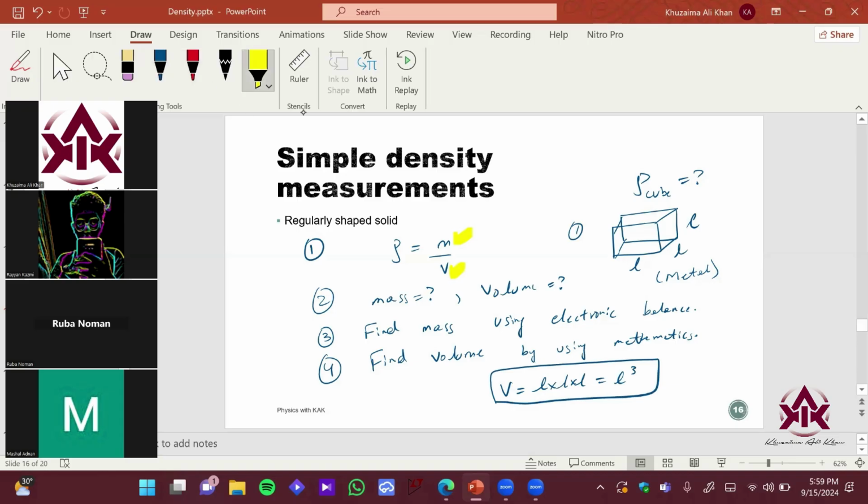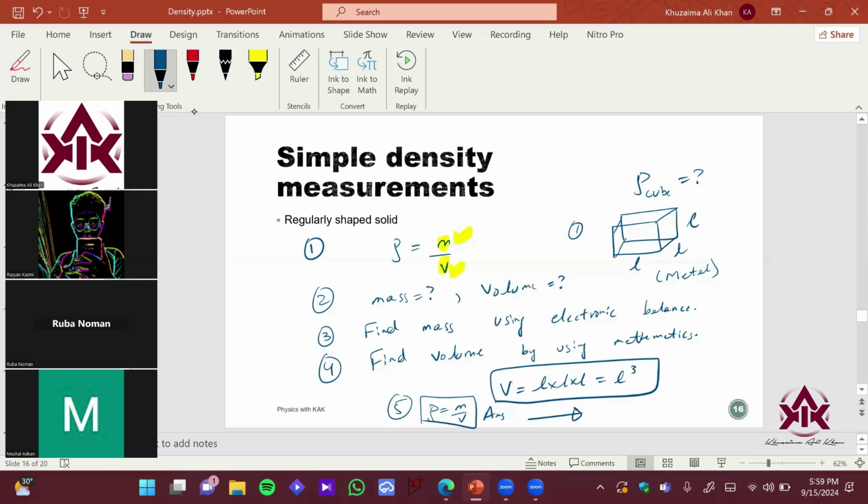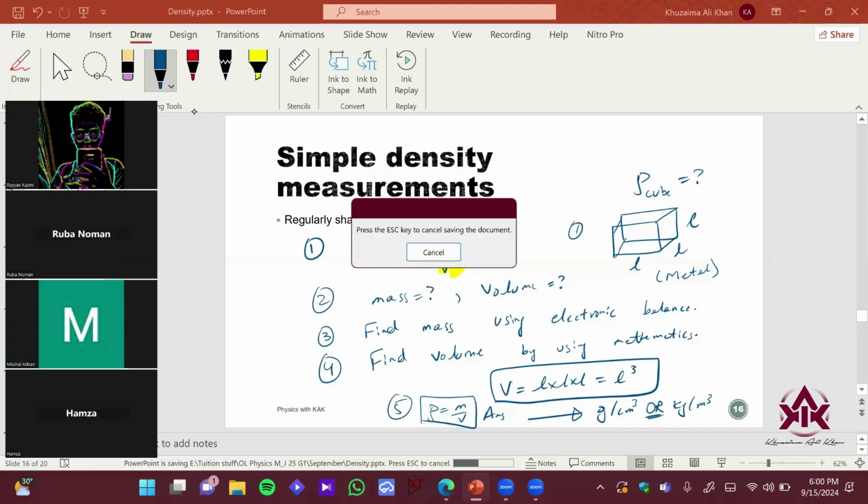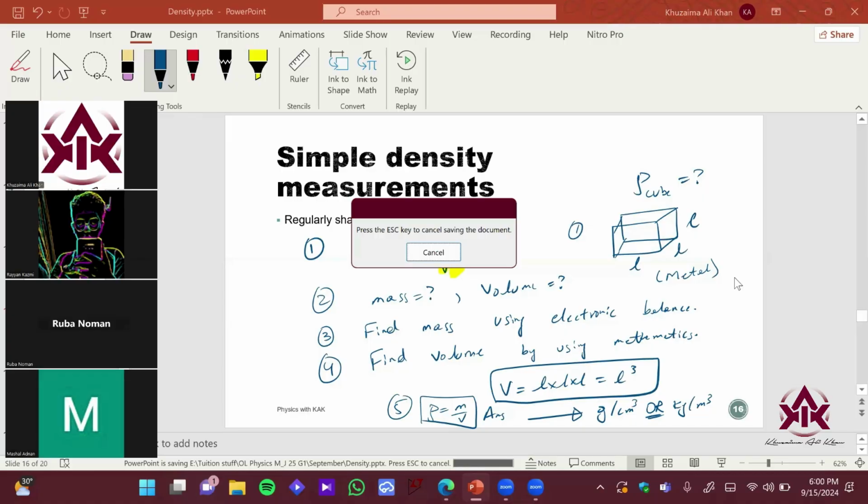So you have the mass, and you have the volume. You can simply find the density of this cube by applying density equals mass upon volume. Okay, and that will give you the answer, right? Either in gram per centimeter cube depending upon your units, or it would be in kilogram per meter cube. Does this make sense? Give me a thumbs up if yes it makes sense. Okay, it makes sense to Mashal, Ruba, and Ryan, Hamza also understood. Okay, good. Good job.